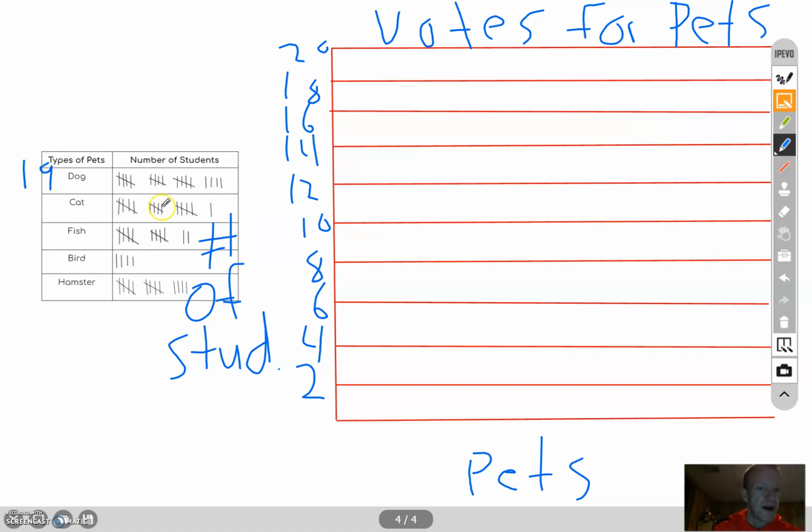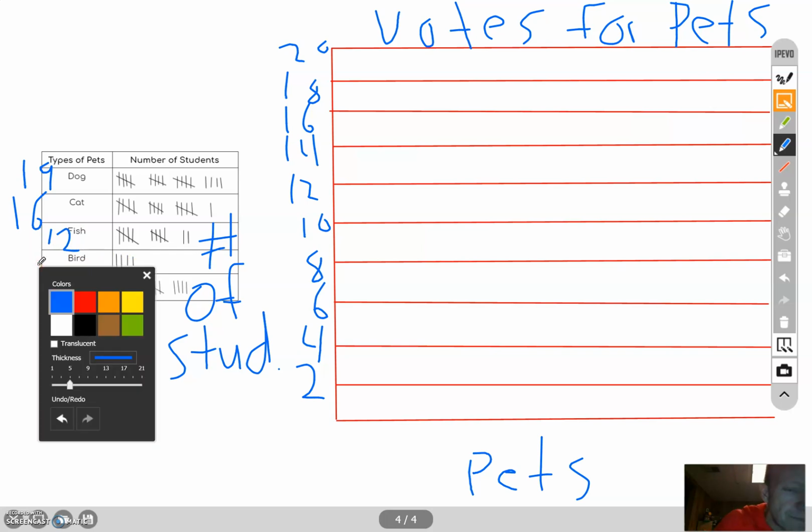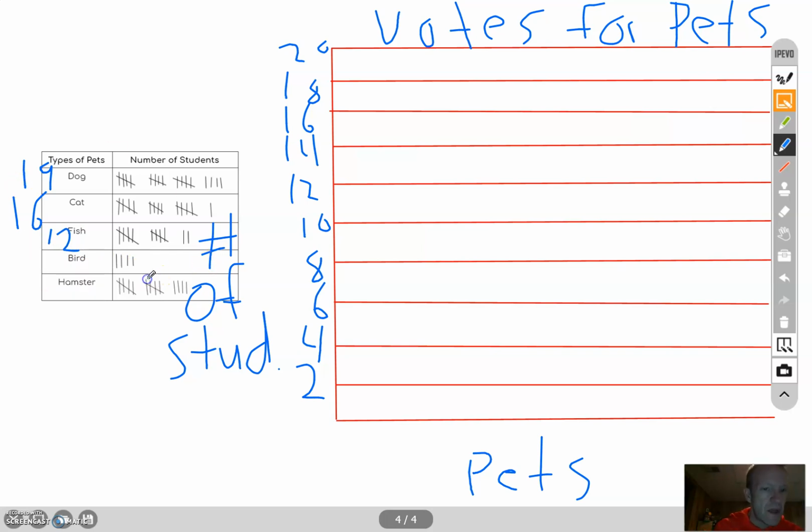Here I'm going to count 5, 10, 15, 16. Here I'm going to count 5, 10, 11, 12. Here I'm going to count 1, 2, 3, 4. And here I'm going to count 5, 10, 11, 12, 13, 14. Okay, so our numbers go from 4 all the way to 19.